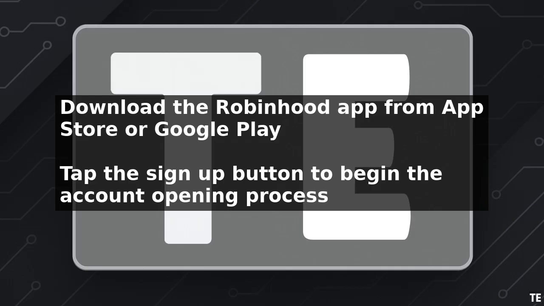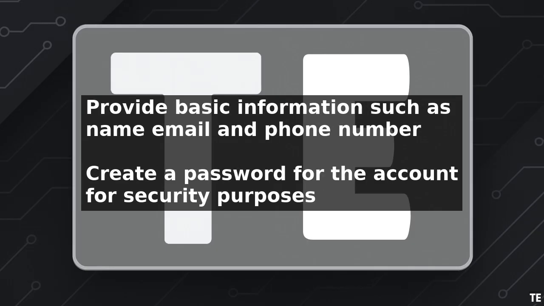Once you have downloaded the app, tap on the Sign Up button to begin the account opening process. You will be asked to provide some basic information such as your name, email address, and phone number. You will also need to create a password for your account. Next, you will be asked to provide some personal and financial information, including your social security number and employment status.